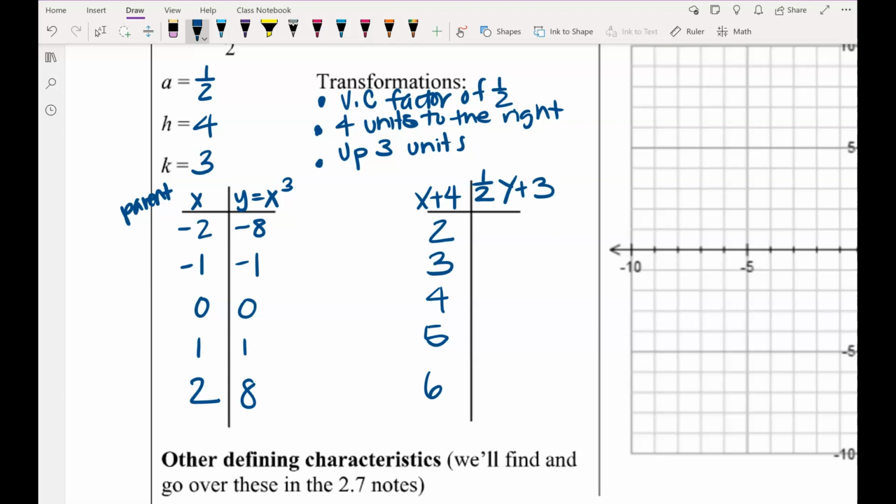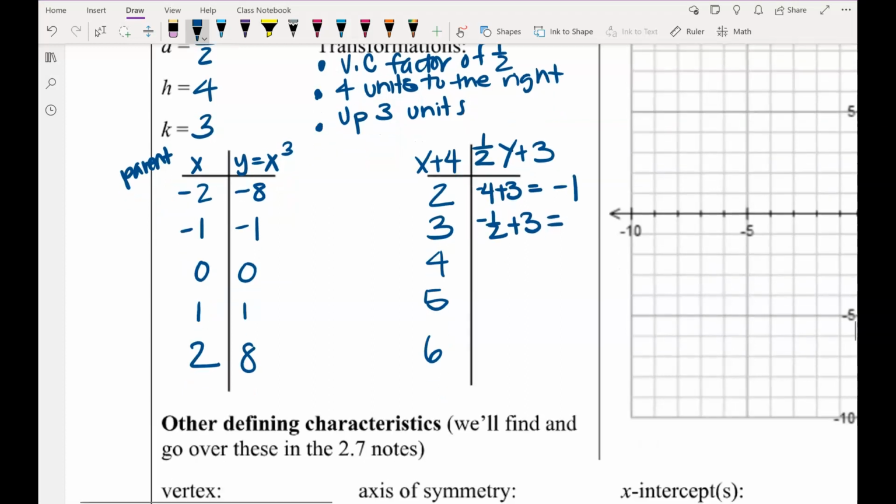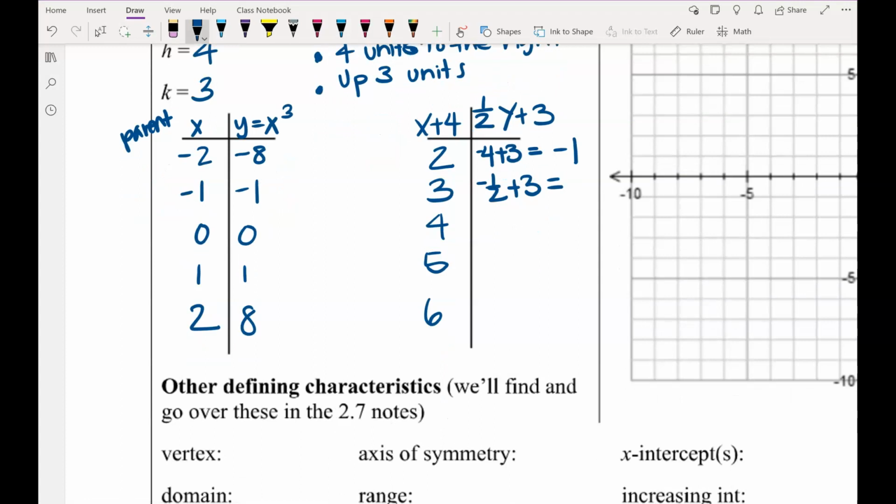Tanner, negative 8 times a half is what? Good. And negative 4 plus 3, Tanner, is? Perfect. Grace, negative 1 times a half. That's negative 1/2. Good. And then we're going to add 3. So what are we going to get? That would be negative 3/2.